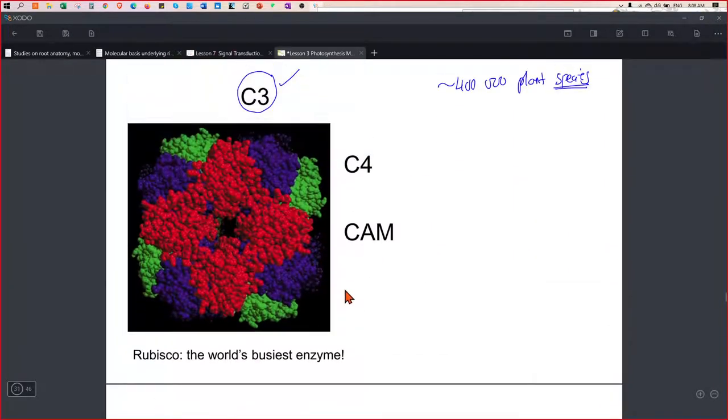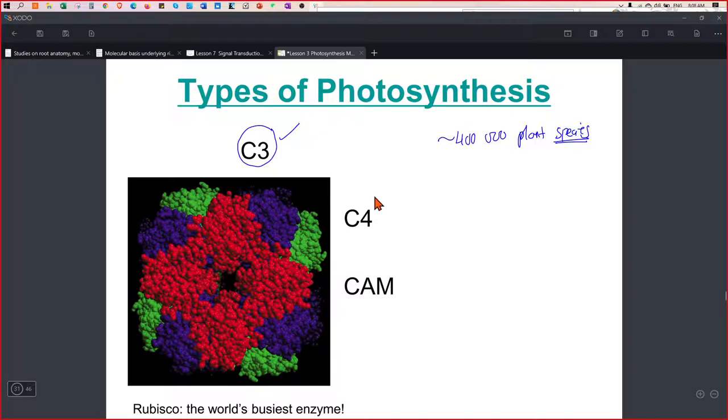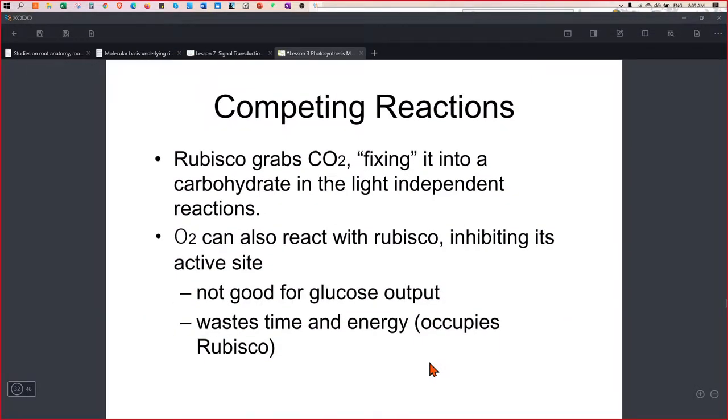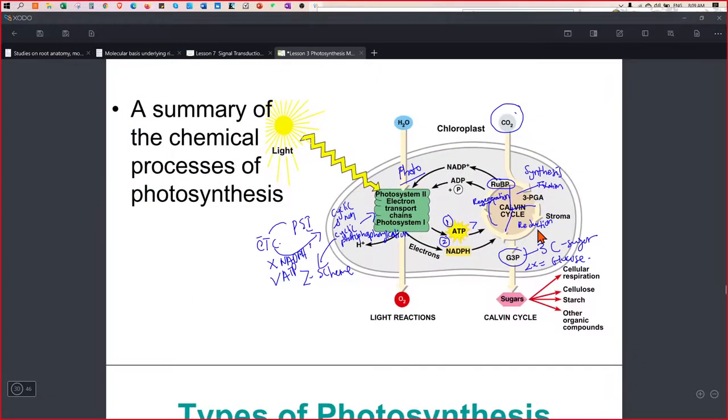Okay, and then there's a second type, which is the C4 photosynthesis, and also the CAM photosynthesis. We'll have a look at these two in a minute. Okay. So one thing about Rubisco, remember, Rubisco is the most important enzyme in this carbon fixation. So it's here. The joining of RuBP and CO2 is with the help of the enzyme Rubisco. Okay, please remember the full name of Rubisco.